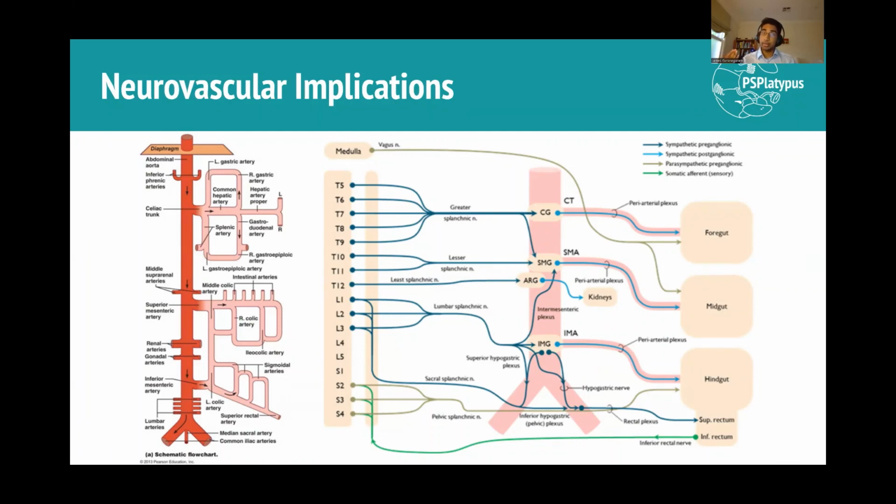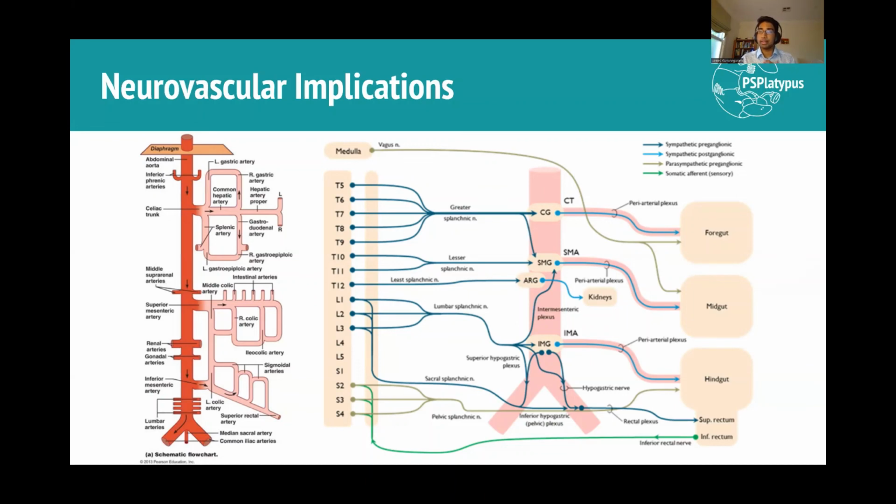But we then have to talk about the greater splanchnic nerve, which is mostly supplying the foregut. The lesser splanchnic nerve sort of cheats a bit because it steals stuff from the greater and the lumbar, I can't pronounce that word, splanchnic nerve, to supply the midgut. And then the lumbar splanchnic is what supplies the hindgut. Now we have what we call periarterial plexuses, which is basically, if you follow all of the nerves that supply these things, they'll all meet at the arteries.